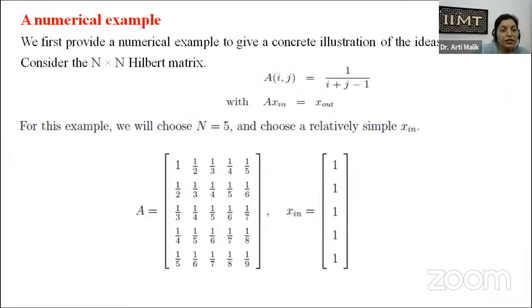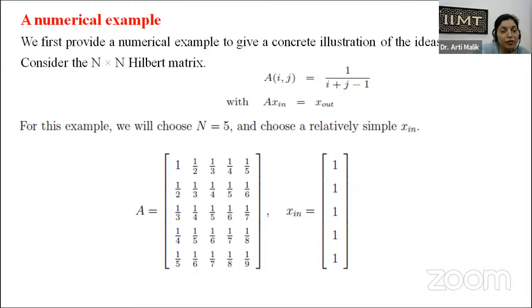A numerical example is also here. We first provide a numerical example to give the idea of well-posedness. Consider an n by n Hilbert matrix, A_ij equal to 1 upon i plus j minus 1. The multiplication of matrix A and input x will give the output y.